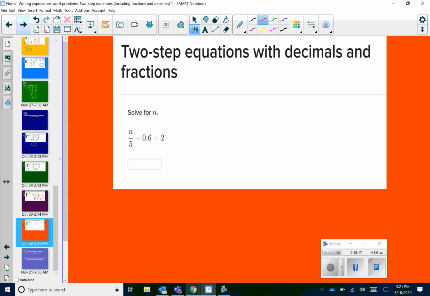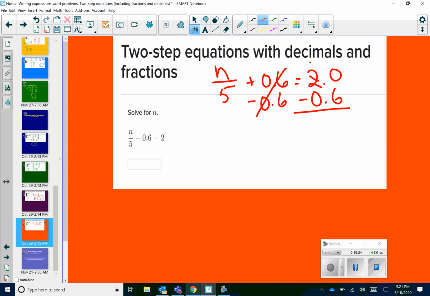Okay, let's try one last one together. n over 5 plus 0.6 equals 2. My constant is 0.6, so we're going to subtract that on both sides. So I'm going to add a decimal there. We have to do a little bit of borrowing. That's going to leave me with a positive 1.4. So we have n over 5 equals 1.4.